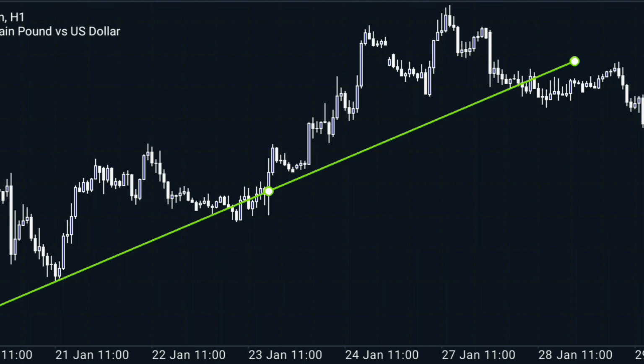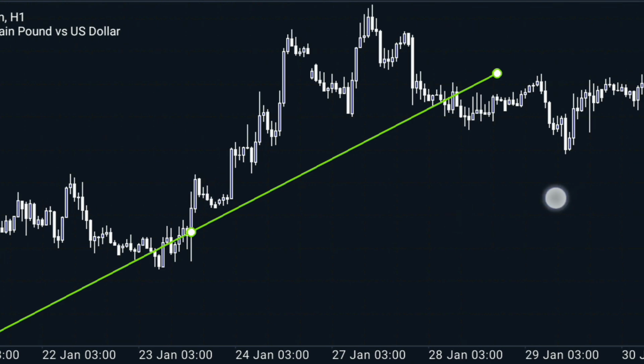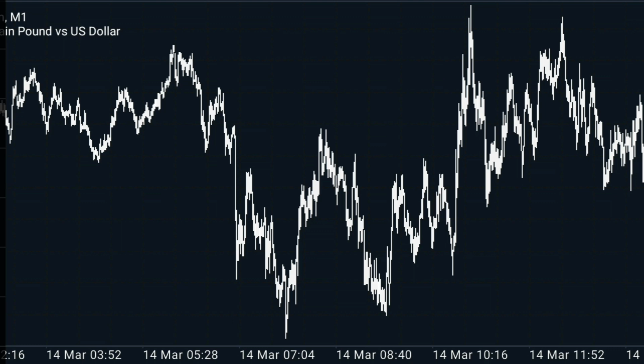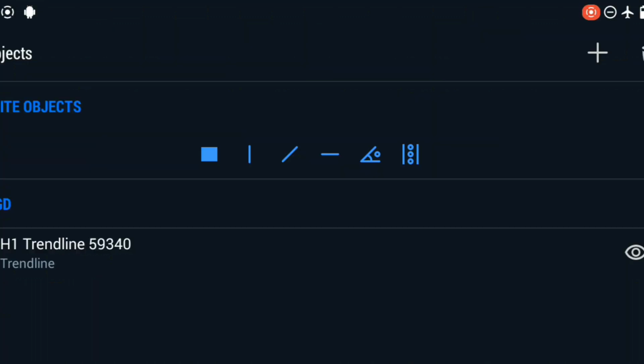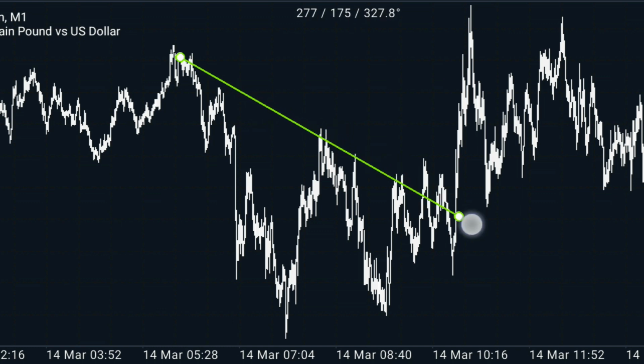If it breaks through this trend line, it means either the market is consolidating or it's going to enter into a bearish market. In a bearish market, we connect the lower highs. I have it here.